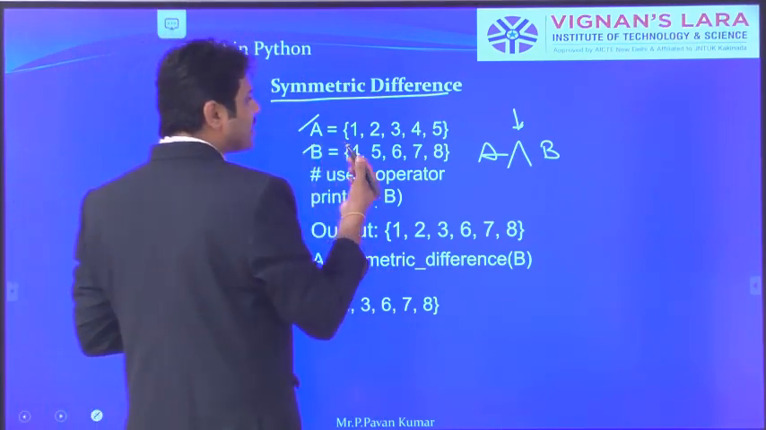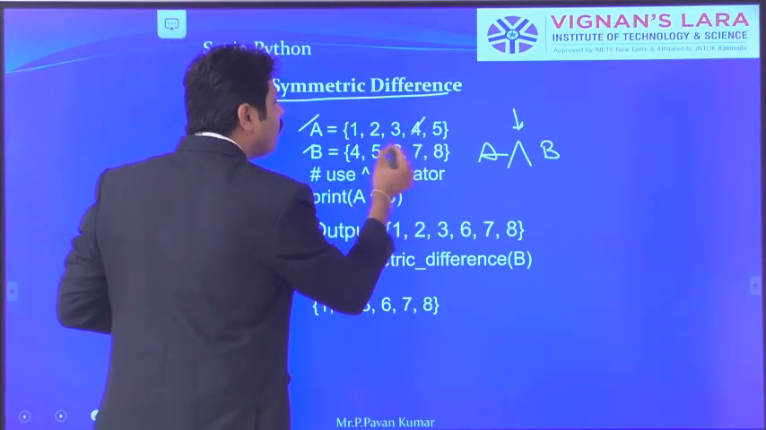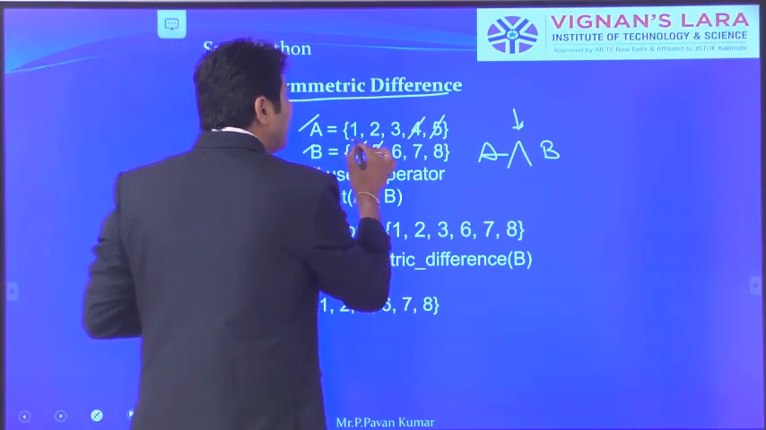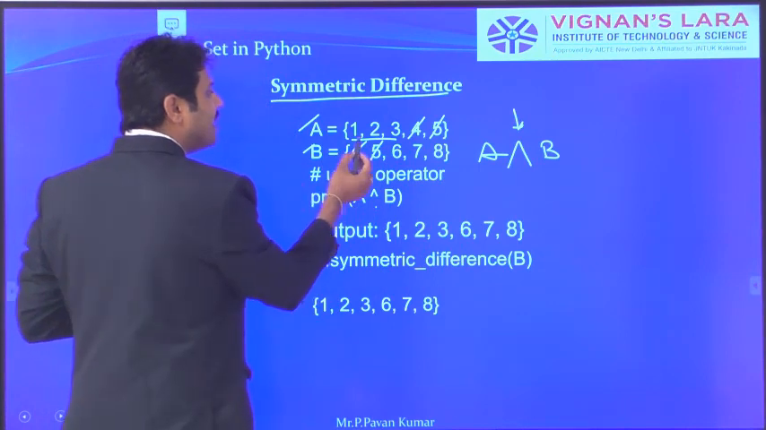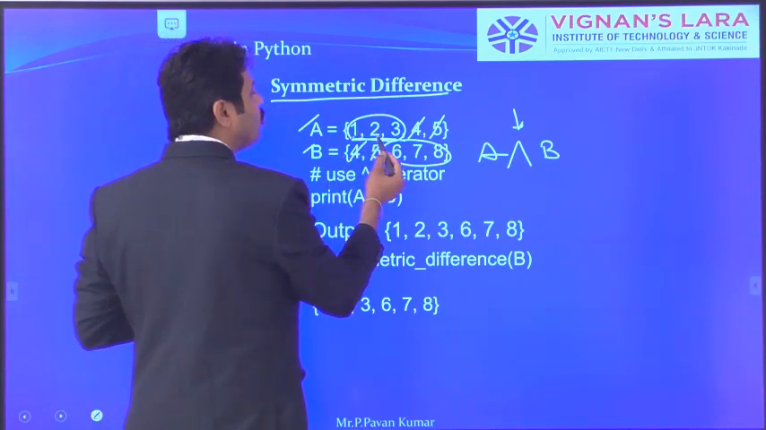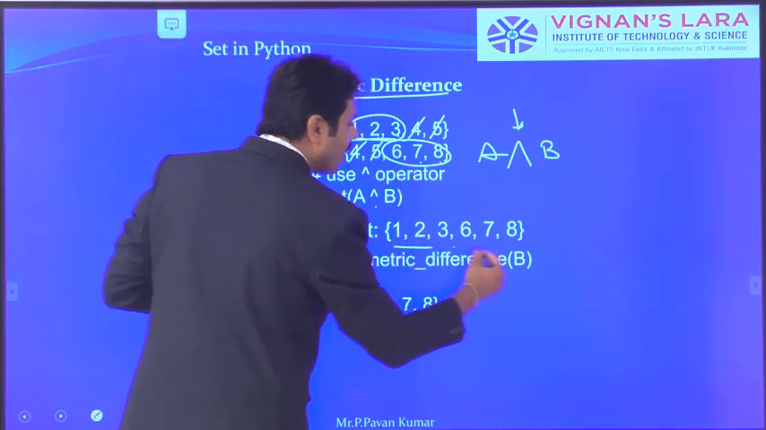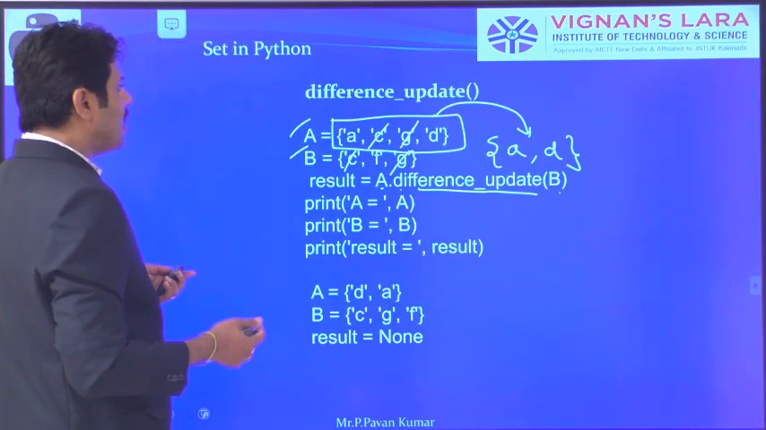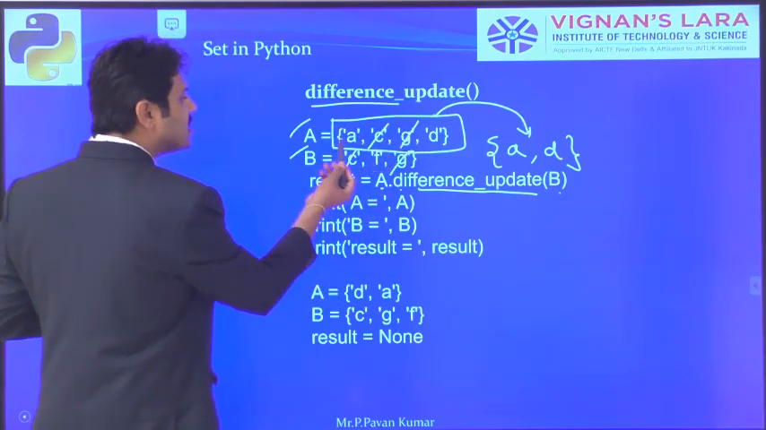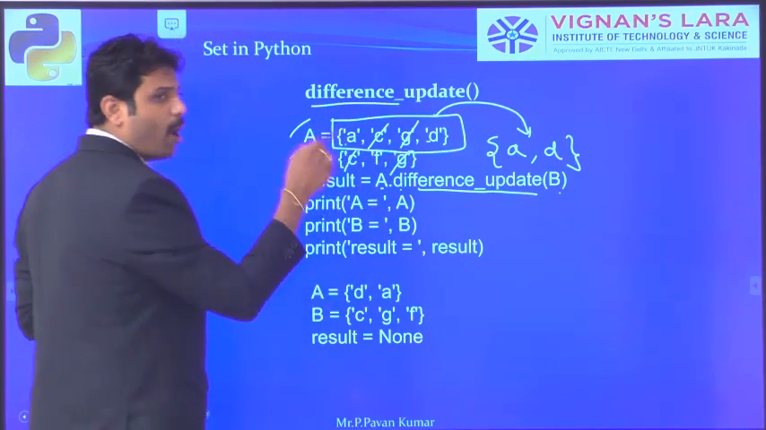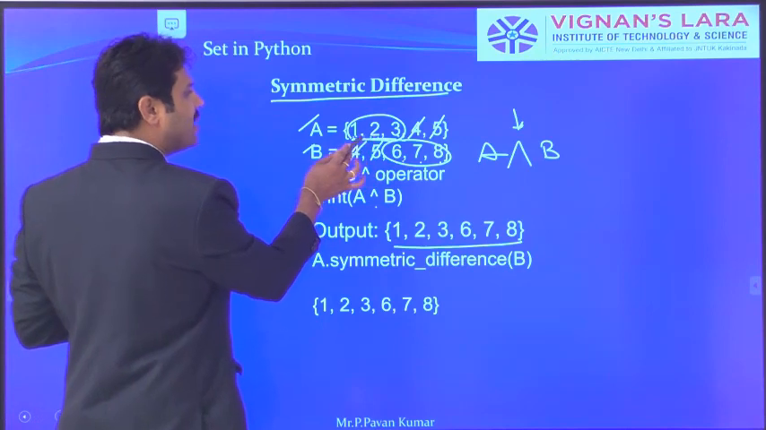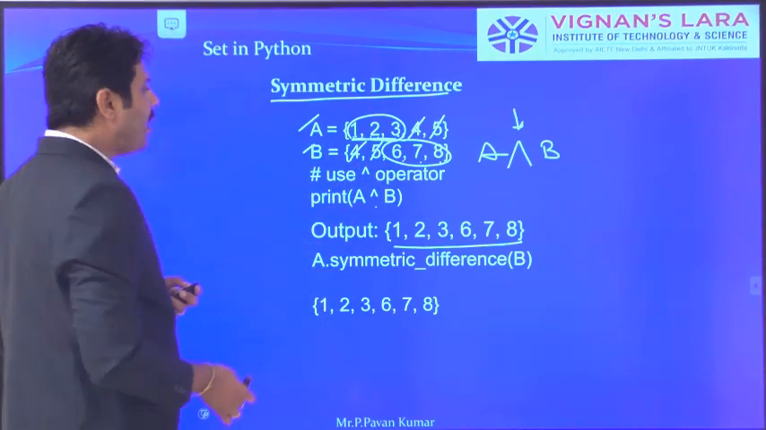In the previous case we have seen the common elements. 4 is common and 5 is common. And here it just creates a set which contains the remaining items. What are the remaining items in set 1? 1, 2, 3. In set 2, 6, 7, 8. This is your output. Previously, difference update returns the remaining elements in A only. But now here it takes the remaining elements in both A and B.